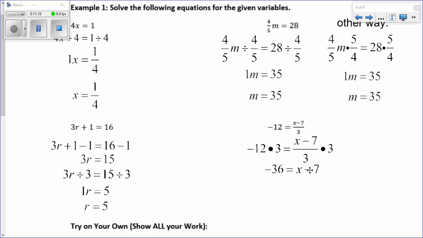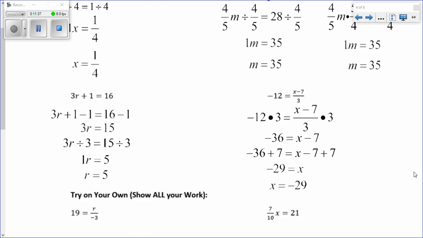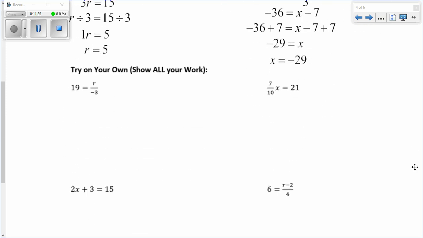So now I can undo this minus 7 by adding 7 to both sides. The 7's will cancel out. I add 7 over here. I get x equals negative 29. And I can leave it like this, or I can use the symmetric property and flip it so it says x equals negative 29, like that. Okay, so you guys are going to try these four on your own. You can either pause the video or come back to it.